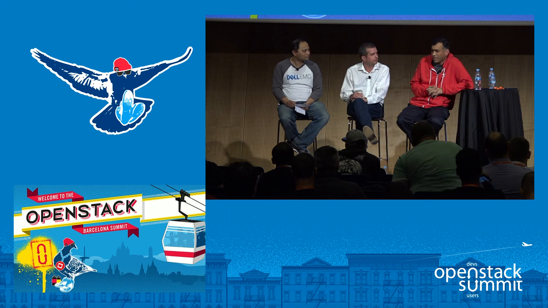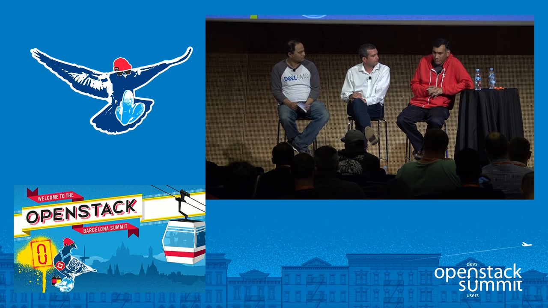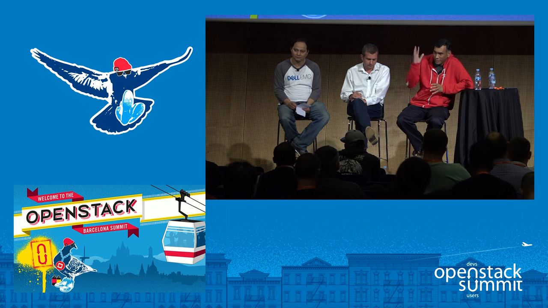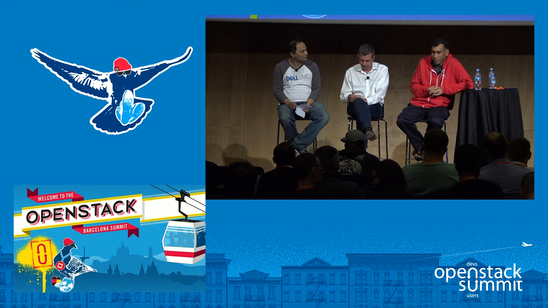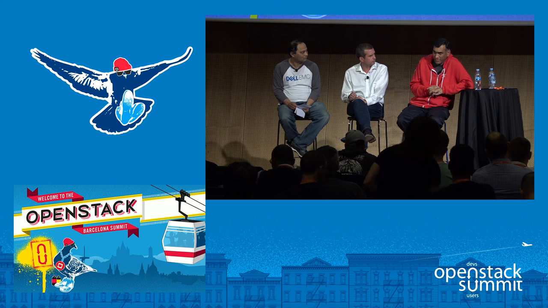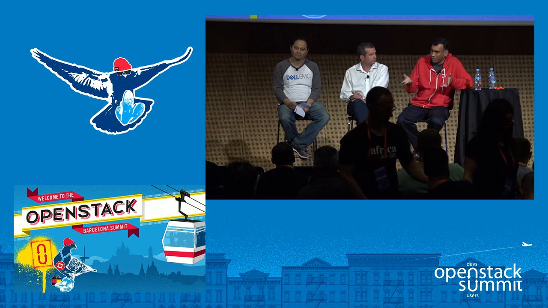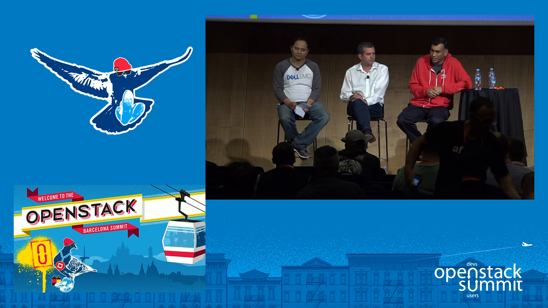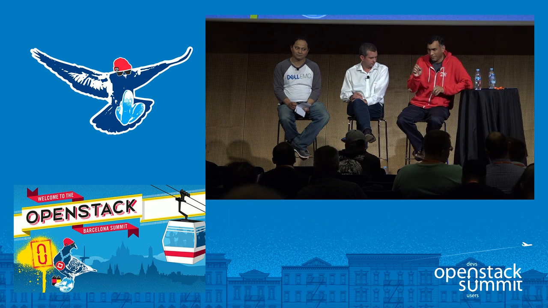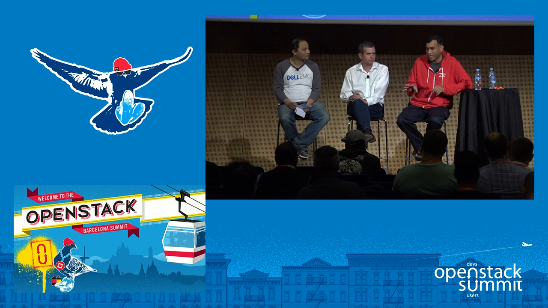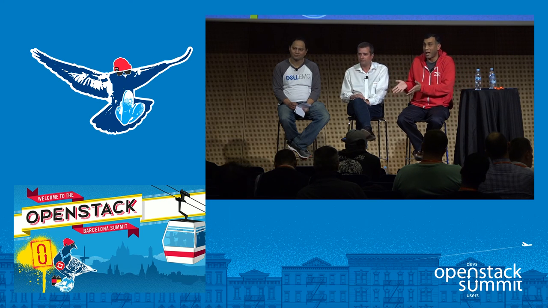So I'll give an example. One of our largest telco customers started off doing their own stuff using trunk. At one point, they had 300-plus developers. They took code from the trunk, deployed it and ran it. They had all these Frankenstein clouds all over the place. What they found out after about a year was that 200 of those developers were fixing bugs in OpenStack trunk, which wasn't adding business value to their applications.